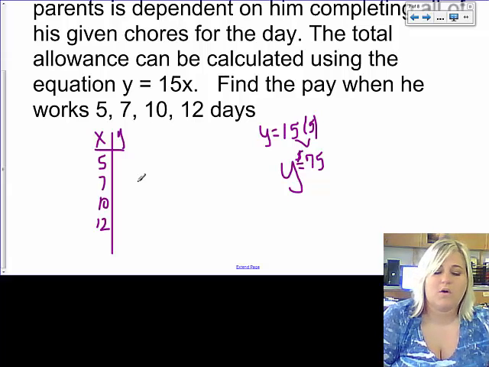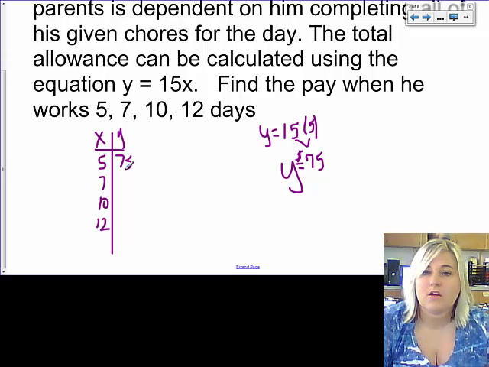I want you to go ahead and finish the rest of these out on your own paper, please. Plug in, solve for y, and make sure you've taken good notes, and I'll see you in class tomorrow.